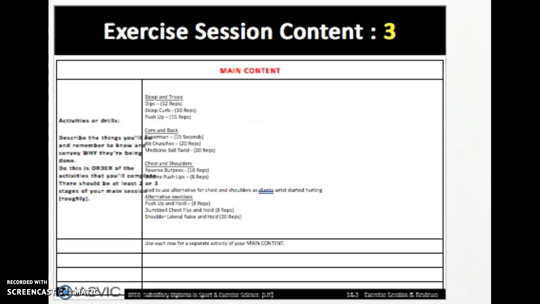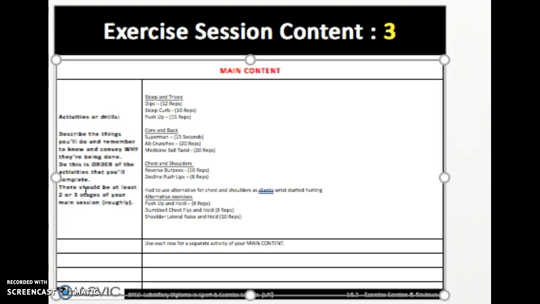Main content. The workout session for the client was split into 3 different parts. There were also alternative exercises. The alternative exercises were decline push-ups for 8 reps, dumbbell chest flies and holds for 8 reps, shoulder lateral raises and hold for 10 reps. And this was mainly because the client had an ankle injury.